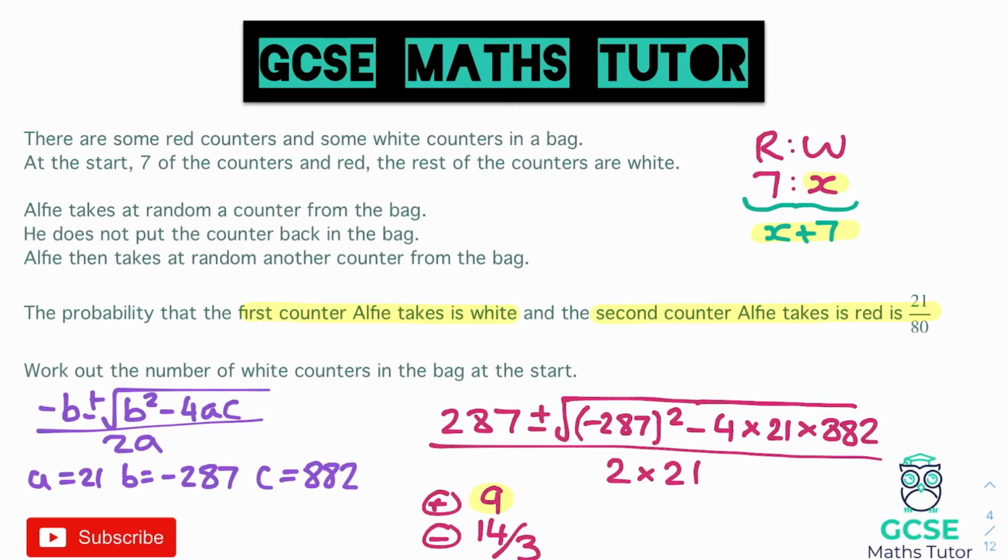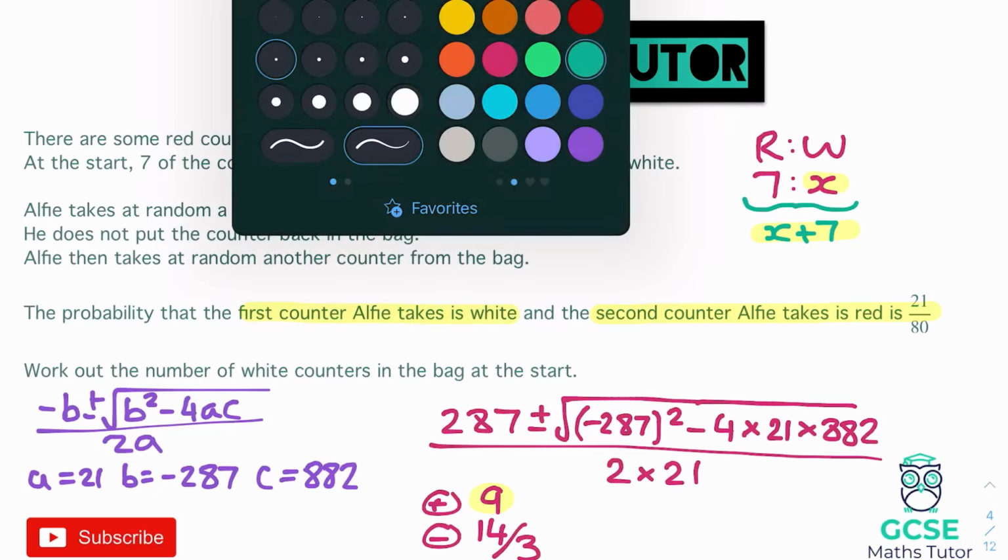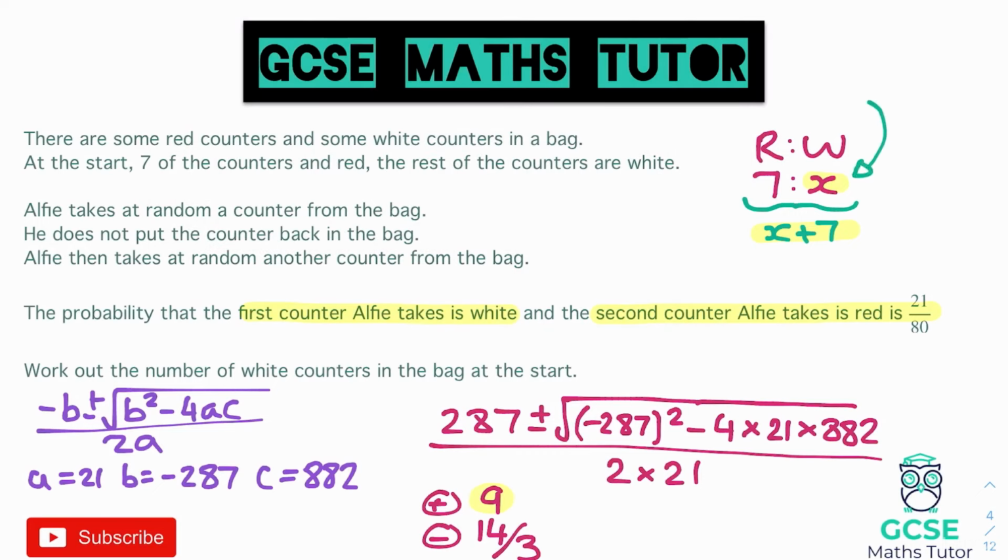So we know that that value of x, and let's label that back at the top here, must be 9 white counters. Let's just read the question. It says work out the number of white counters in the bag at the start. So there's our answer, 9 white counters. Okay, so we can write that down here. The number of white counters equals 9. There we go. Right, okay, so again, another little topic being involved there using the quadratic formula.